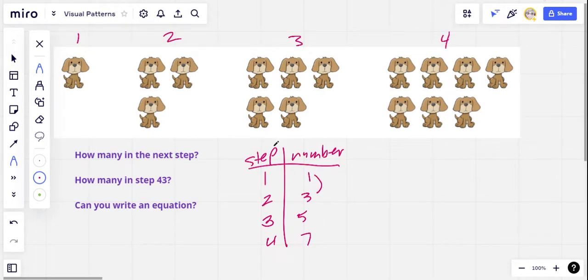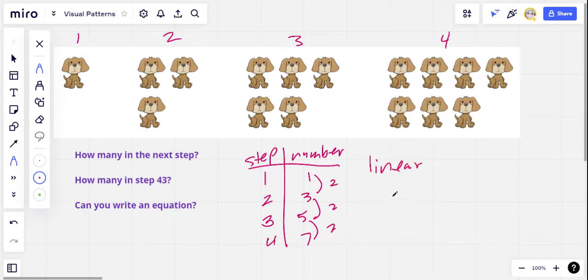We've already said it looks like they're adding 2 puppies each step, so this difference should be 2. 3 minus 1 is 2. Let's do the same thing for the next ones. 5 minus 3 is 2, and 7 minus 5 is 2. So the difference between each step is 2. And when you have a difference between steps that stays the same from step to step, it's growing at a constant rate. That is a linear pattern.